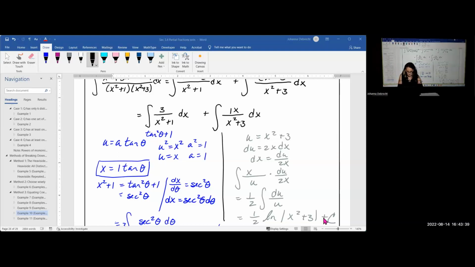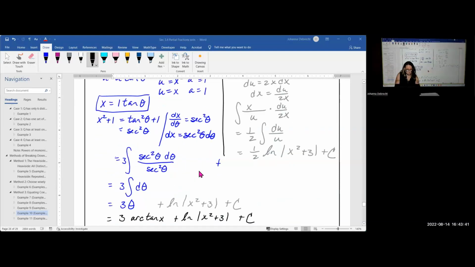When you substitute it into the integration, you end up with secant squared theta d theta over secant squared theta, which just becomes d theta, which becomes theta. Then using your substitution definition again up here, you know that theta must be the arctangent of x.